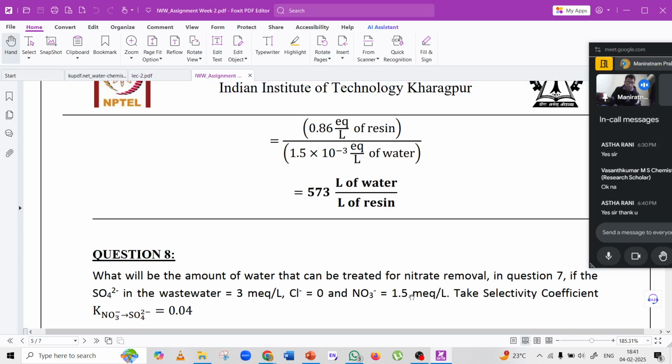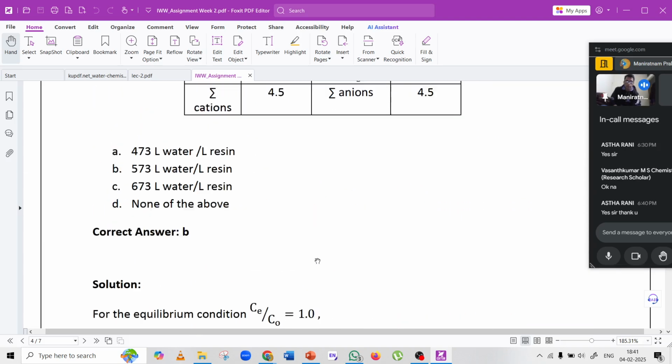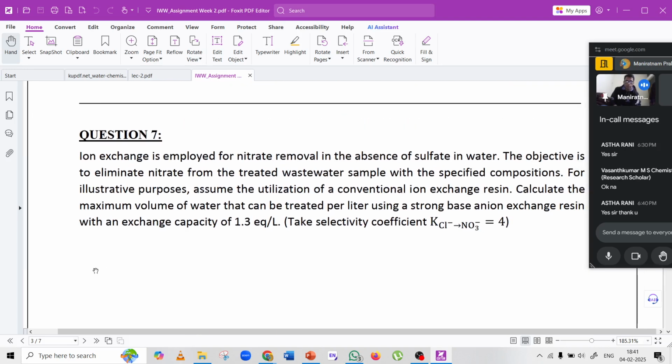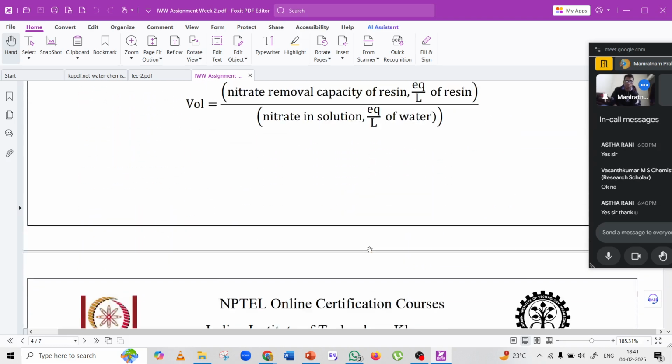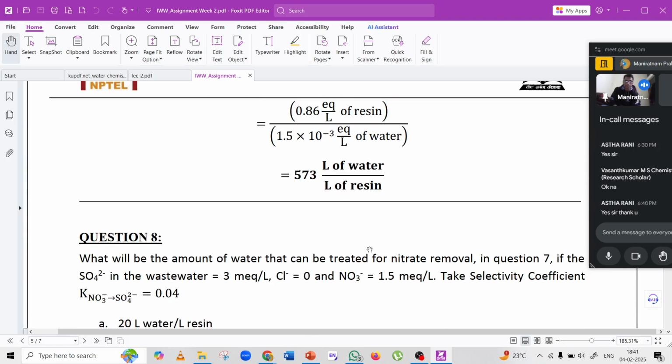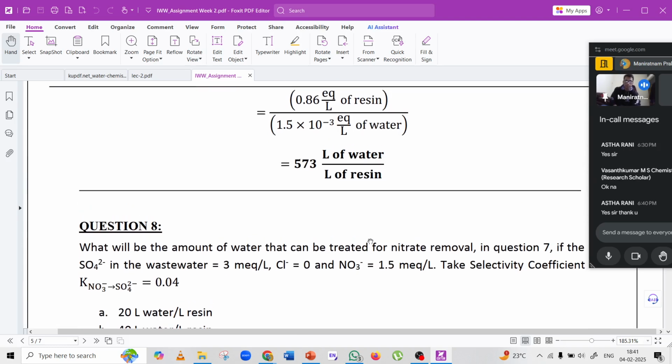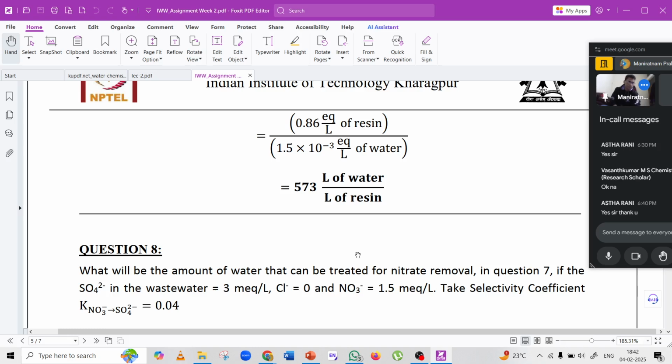The K value is 0.04, and this will always be constant. The exchange capacity will be 1.3 equivalent per liter only. Okay? So I want everyone to solve it. I have explained it to you in a proper way. I will request you to solve it. I am coming in 1 minute.